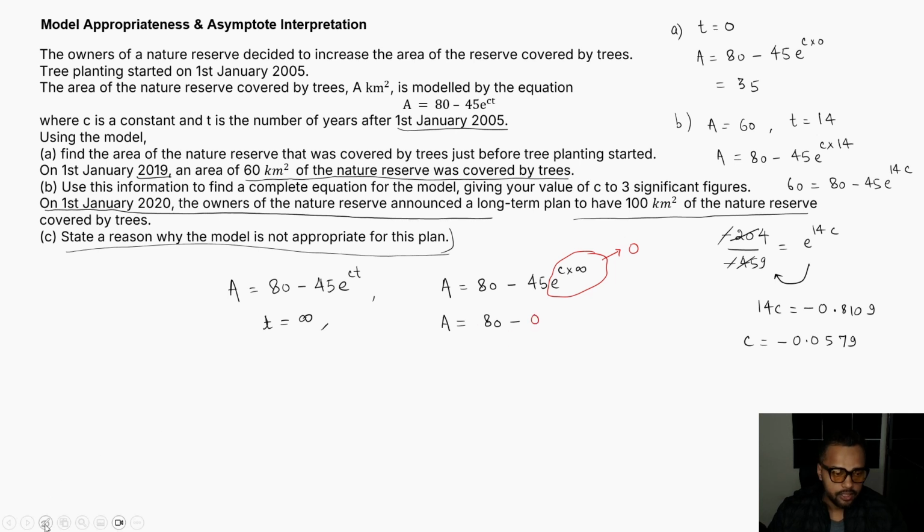So the highest value possible for this reserve to expand will be equal to 80. But they have announced 100 square kilometers. So this is the reason that this is not an appropriate plan. According to the model, the maximum area which could be covered will be 80 square kilometers. So this was our question based on model appropriateness and asymptote interpretation.